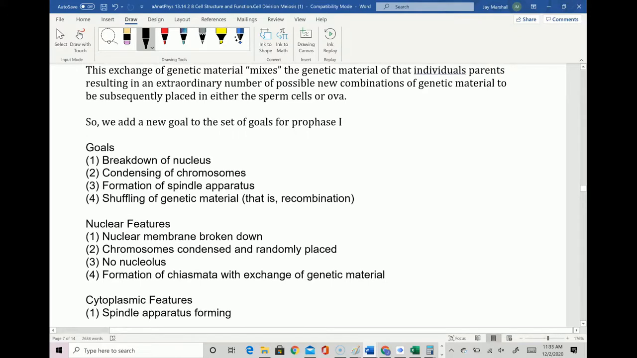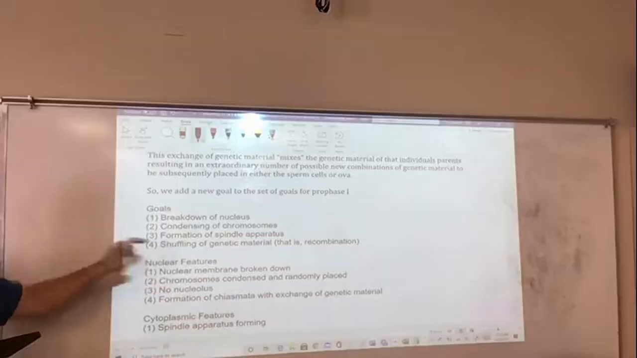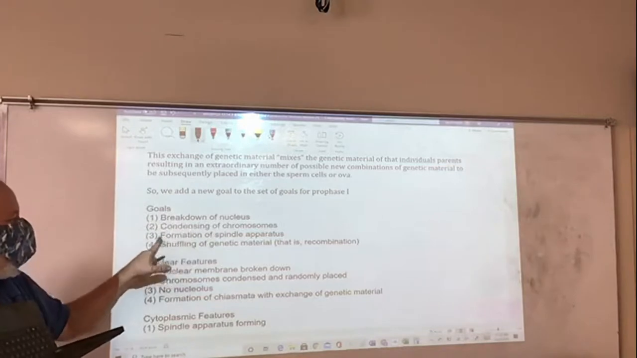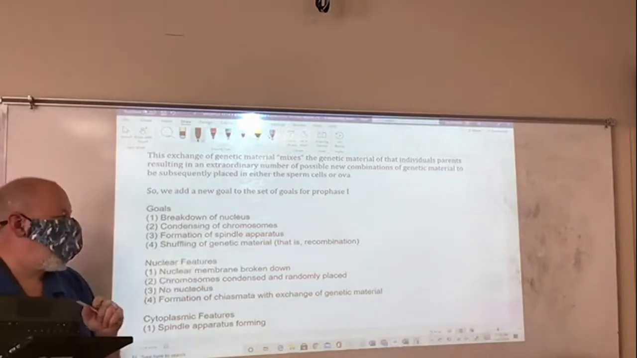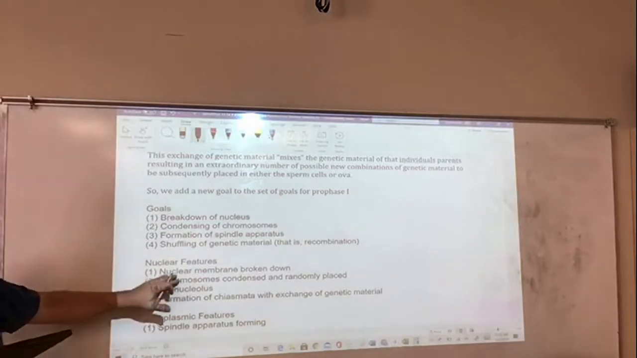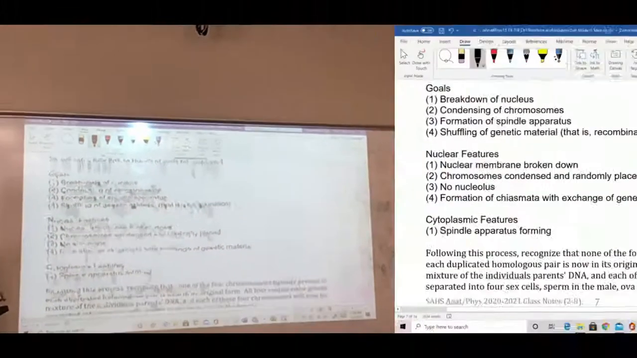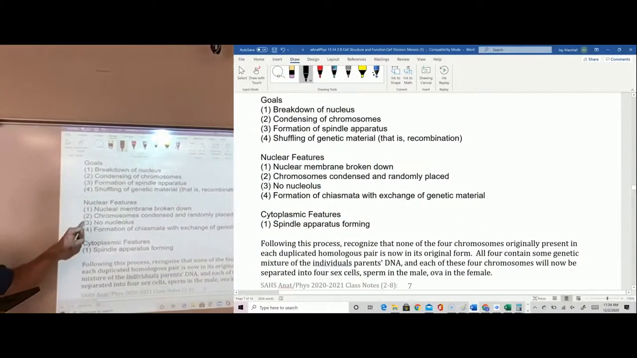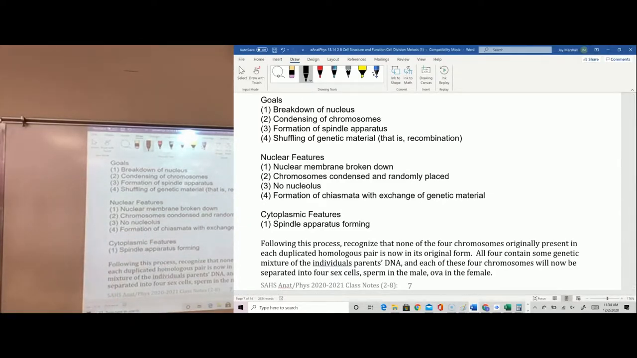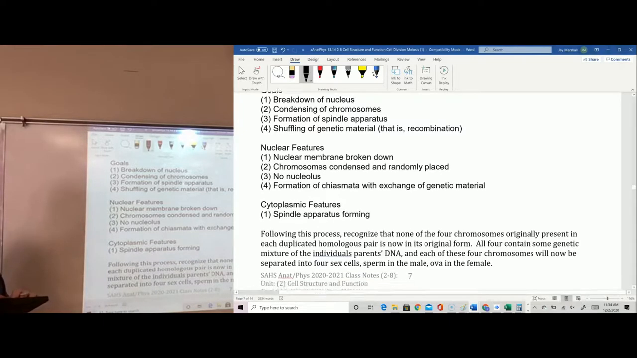So, in meiosis, another goal of prophase 1, instead of just breaking down the nucleus, condensing the chromosomes, and forming the spindle, we also have to shuffle the genetic material. We have to recombine it. So now, not only do we see the nuclear membrane broken down, chromosomes condensed and randomly placed, no nucleolus, we also see formation of chiasmata with exchange of genetic material. But the spindle apparatus is still forming just the way it was before. Okay?